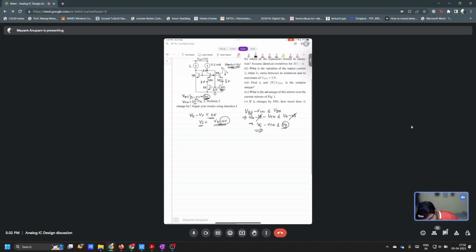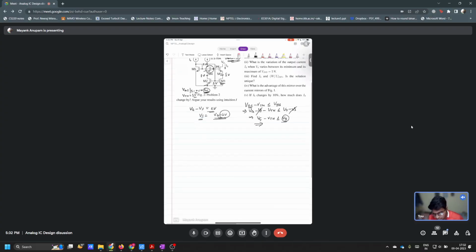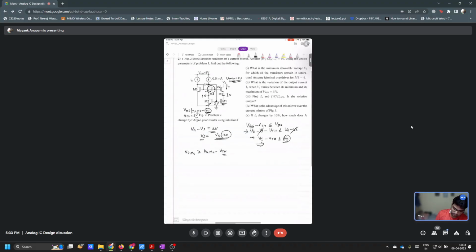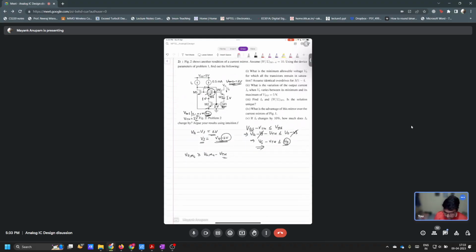Now let's talk about M2, M4. So for M4 to remain in saturation, the drain to source voltage, basically the drain of M4, let's call it VD of M4, has to be what? Greater than VG of M4 minus VTH, correct? That has to happen, otherwise this transistor will go away, right?